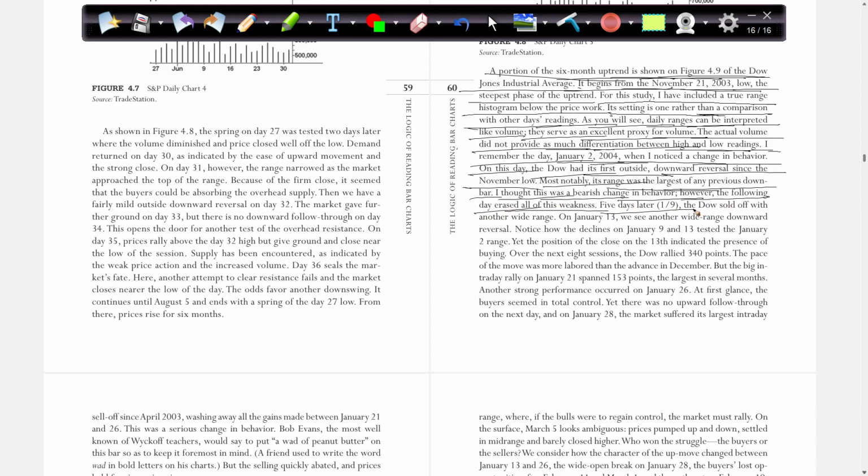Five days later, 1/9, the Dow sold off with another wide range. On January 13th, we see another wide range downward reversal. Notice how the declines on January 9 and 13 tested the January 2nd range. Yet the position of the close on the 13th indicated the presence of buying. Over the next 8 sessions, the Dow rallied 340 points.